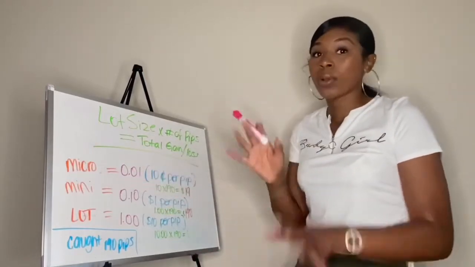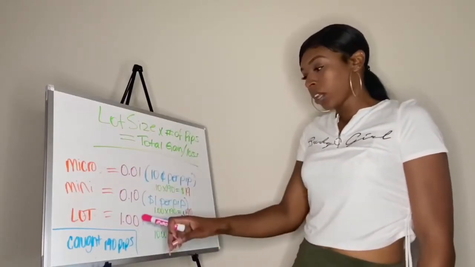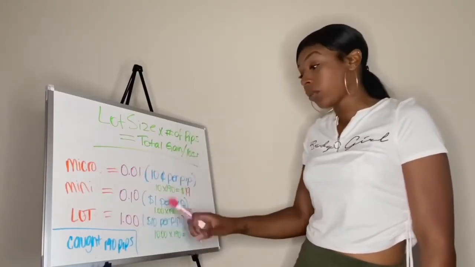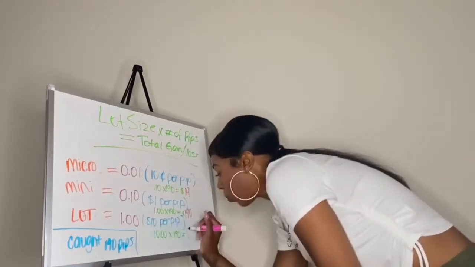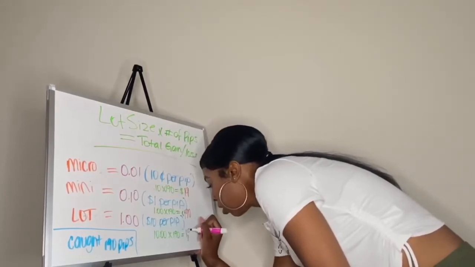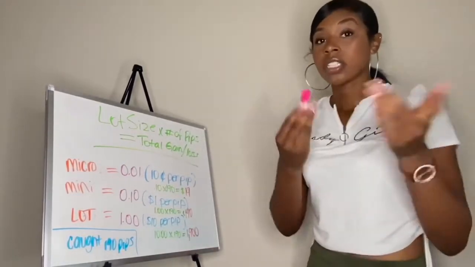So you would be putting 1.00, that's your lot size, and say you caught the same 190 pips as these other people up here who had less in their account. It would simply be $10 times 190 pips, and you could have made $1,900. You could have made $1,900 in your pocket.